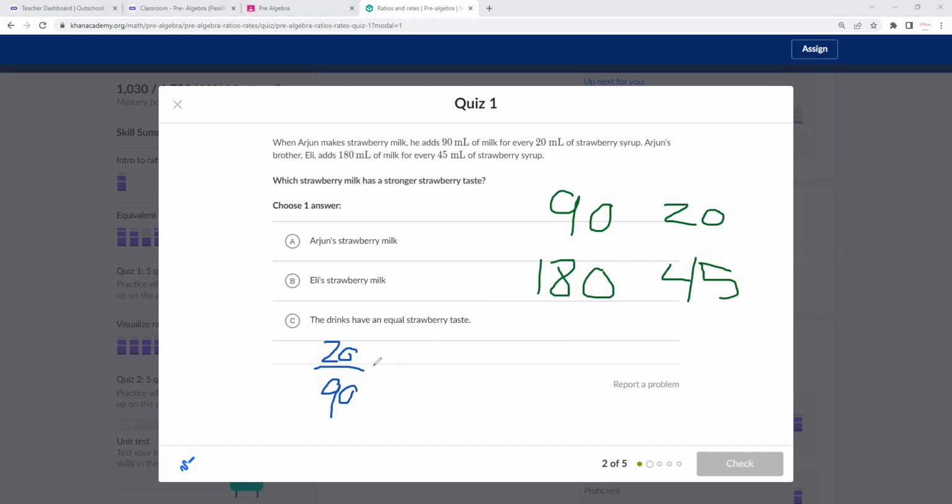Divide by 10, and you get 2 over 9. For this one, you have 45 over 180. 45 over 180 can be simplified to 1/4. So which one is the bigger portion? 1/4 or 2/9? If you're unsure, you can convert them to a decimal, right? 1/4 as a decimal is 0.25. 2/9 as a decimal, 2 divided by 9 is 0.22. So this one's slightly more. Eli's.